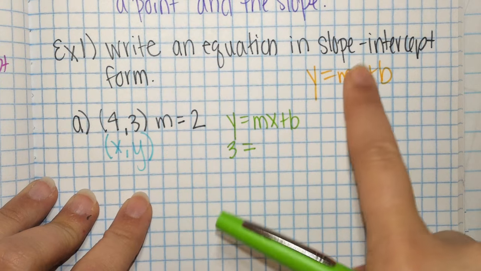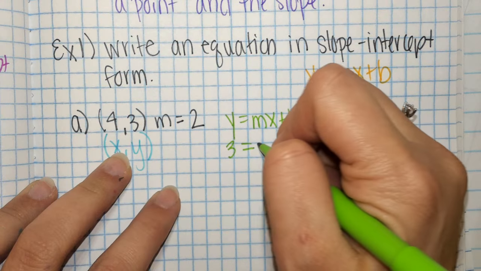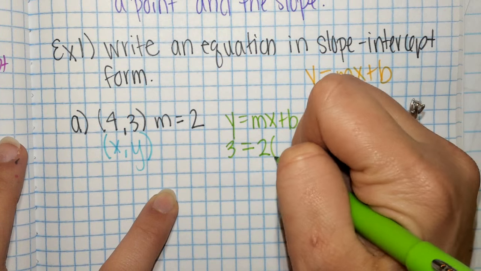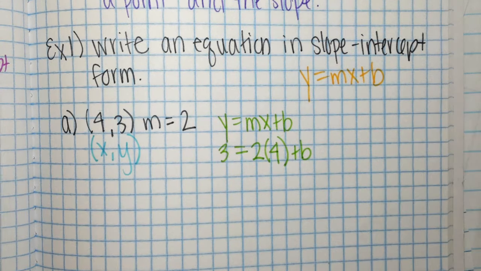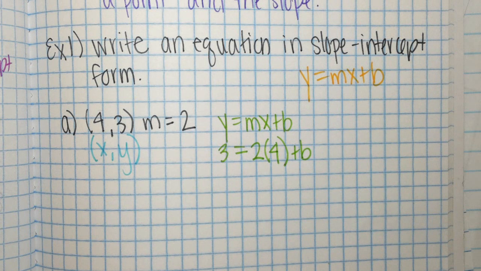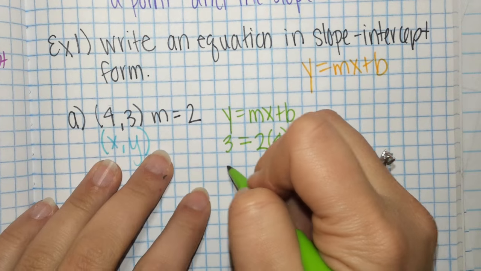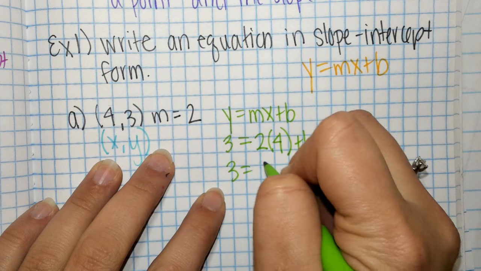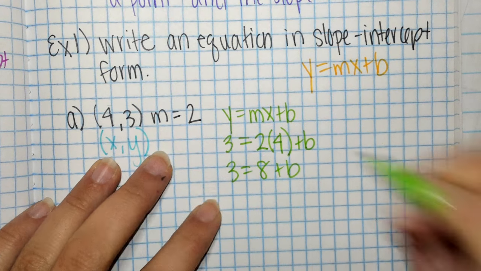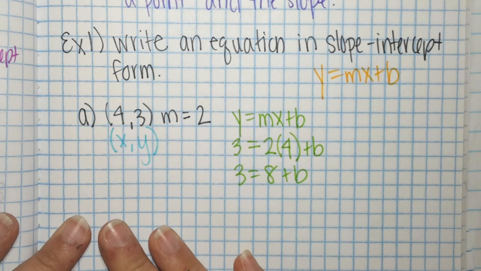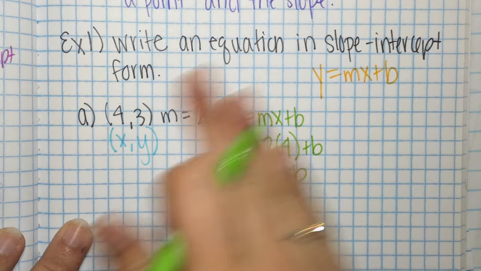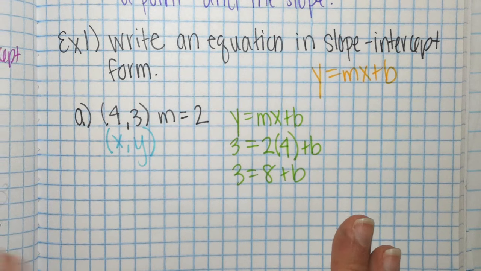Now, do we know what m is? 2. And do we know what x is? 4. Do we know what b is? No. So we write plus b. Now what are we going to do from here? Multiply 2 times 4. So we get 3 equals 8 plus b. I just want everybody to see how we got here. We plugged in our information.